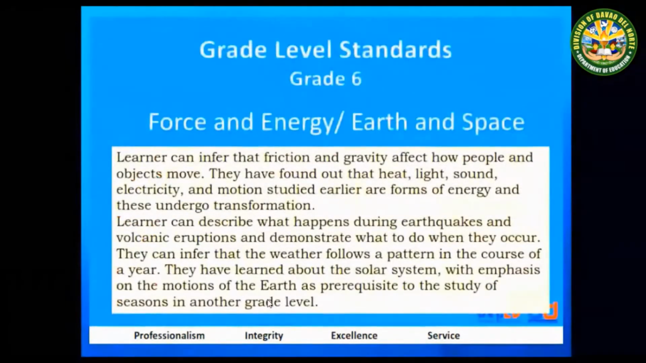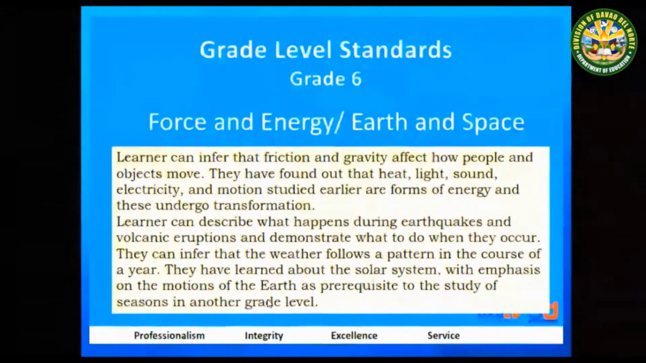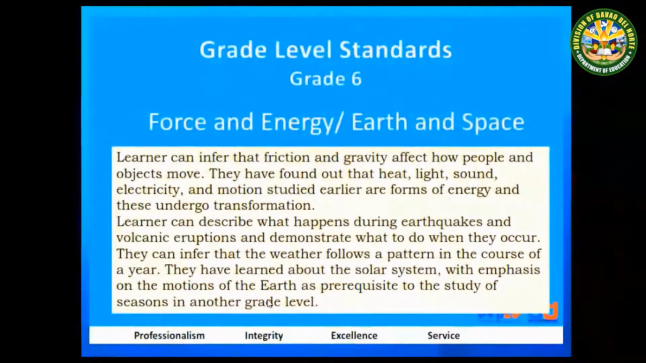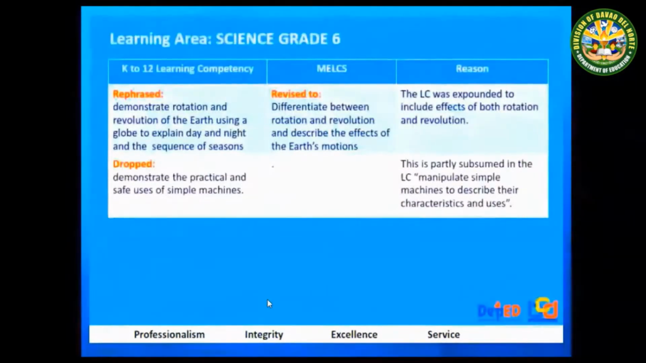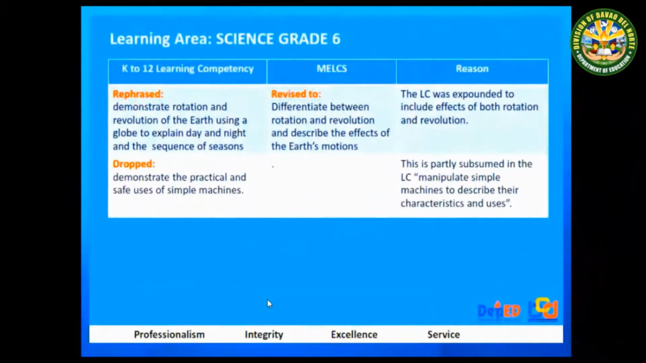We have here the grade level standards for force and energy, earth and space for grade 6. In this slide, we see that the first LC was rephrased and revised, while the second LC was dropped. For the first, the LC was expounded to include effects of both rotation and revolution. The second was dropped because it is partly subsumed in the LC that manipulates simple machines to describe their characteristics and uses.